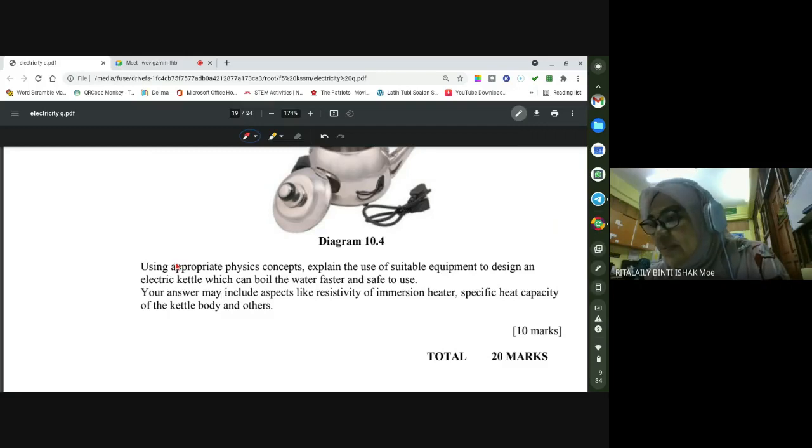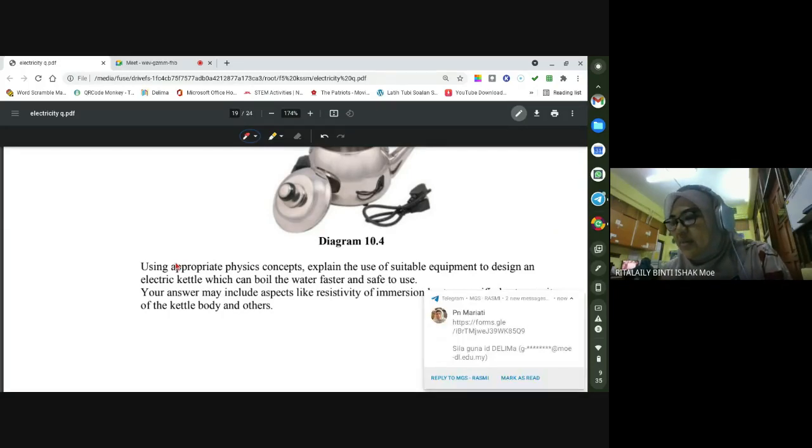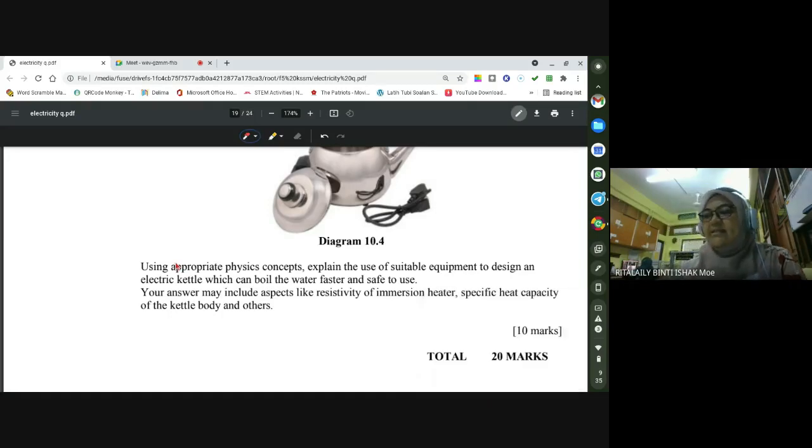Higher resistivity produces heat easily. Okay. Number 2, longer length of immersion heater, higher resistance. Okay, very good. Number 3, lower specific heat capacity, easily heats up. Yes. Okay, the thermistor sensor switches off automatically after boiling. Thermistor is a sensor that senses difference in temperature. So it will switch off automatically when it reaches a certain temperature.